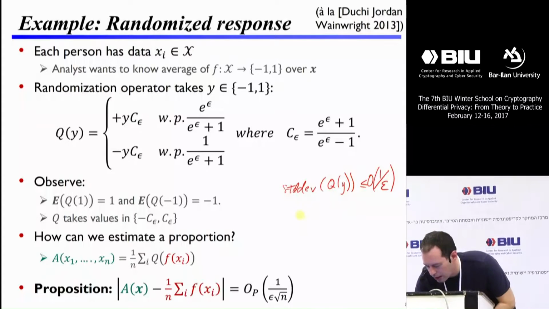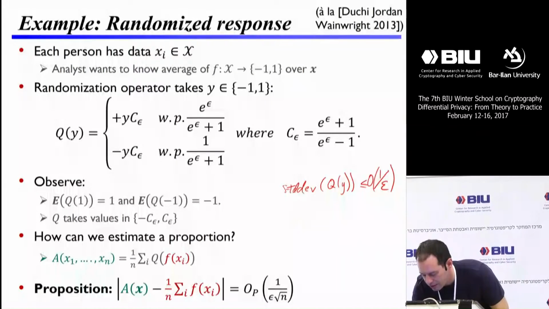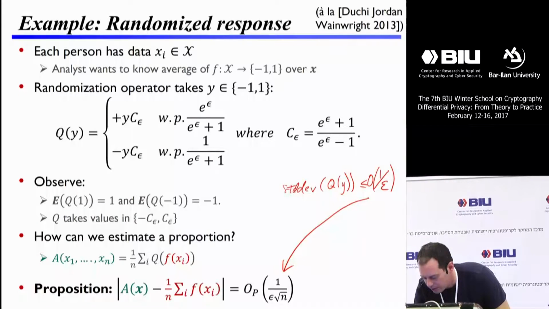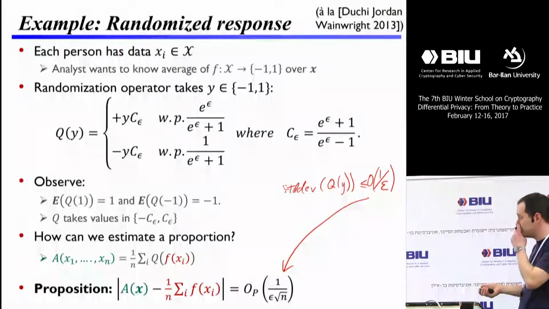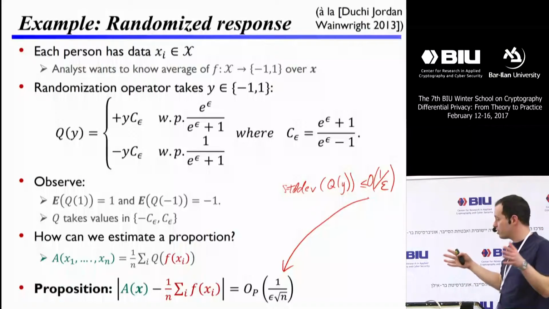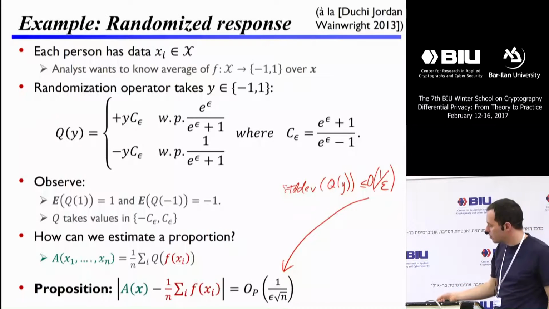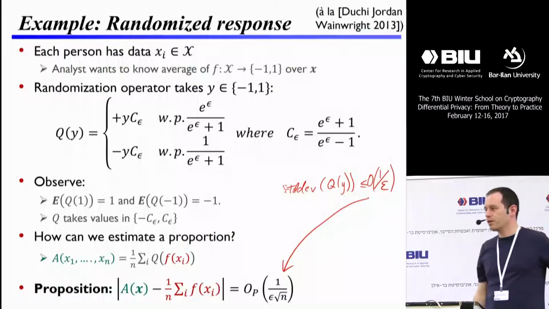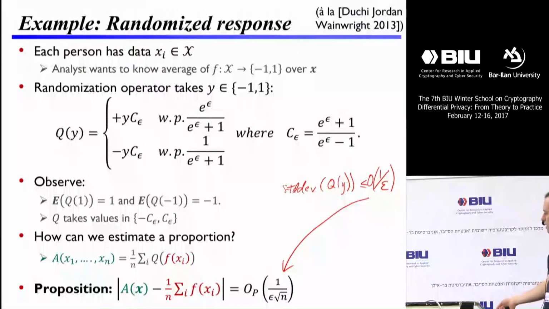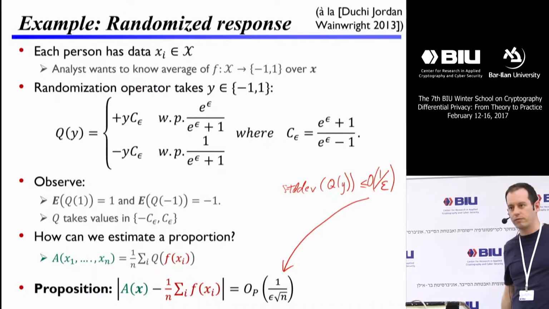And so what that gives me is that when I average n of these values, averaging reduces the standard deviation by a factor of square root of n, and so the standard deviation of the estimator I get is going to be 1 over epsilon times 1 over square root of n. Okay? And so this gives me a nice clean bound for how accurate my estimate is going to be. It's within plus or minus 1 over square root of n.